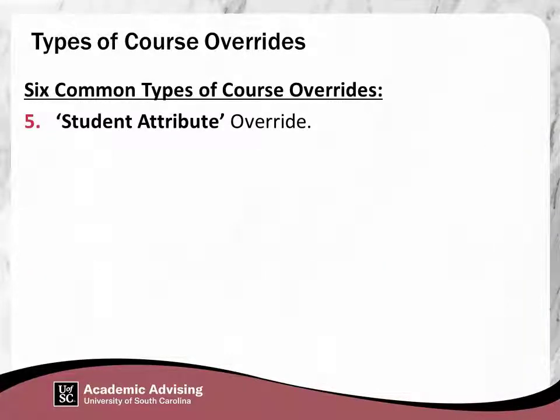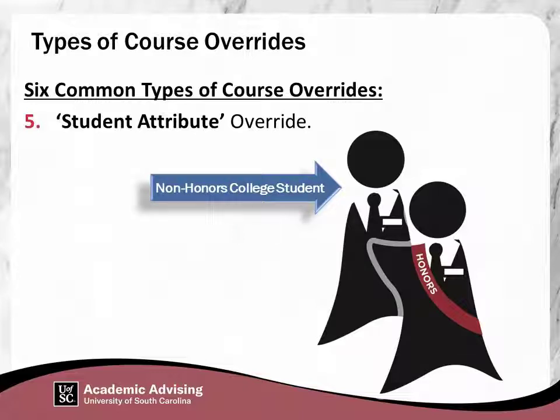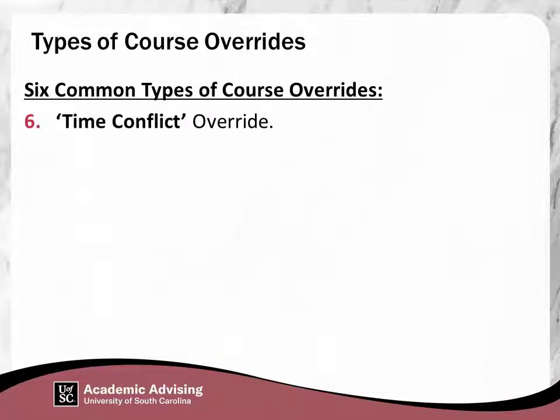5. Student attribute override. Some sections of courses require that the enrolled students have a specific student attribute on their record in order to register. An example of this override would be allowing a non-honors college student to enroll in an honors-specific section of a course. And 6. Time conflict override.